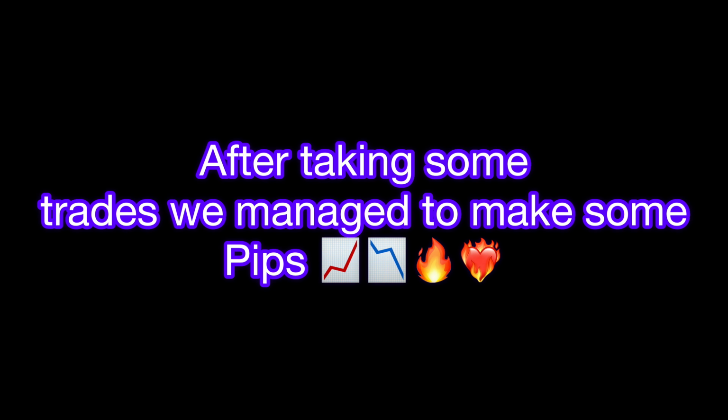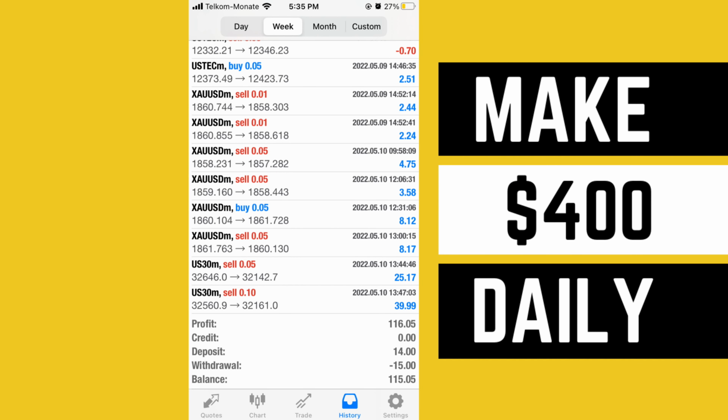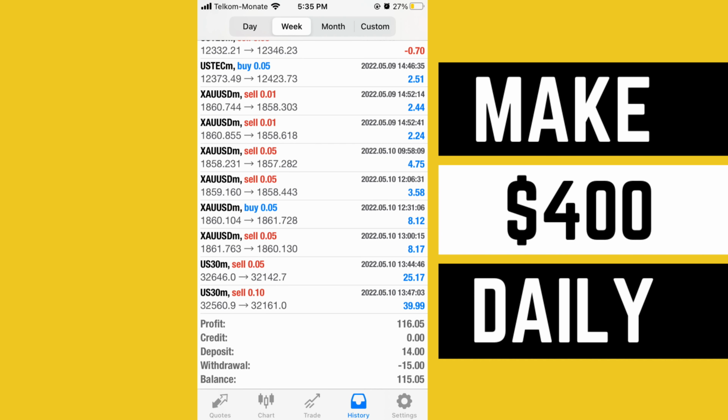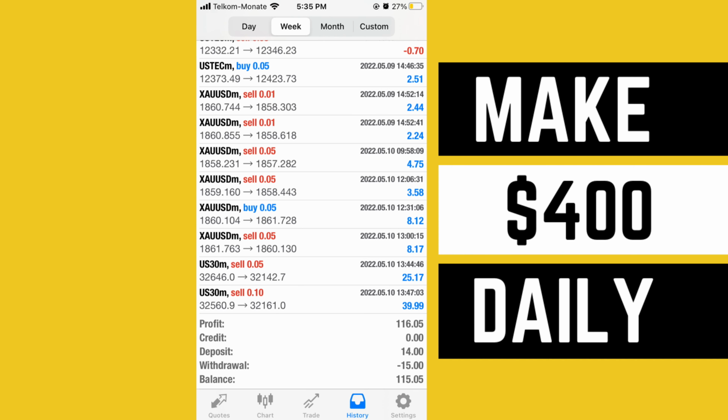And guys, we're back again, and as you can see there, we took some couple of trades. All right, after taking some couple of trades, we made a withdrawal of the amount that we deposited, and we're still in profit, as you can see right there. And as you can see, the balances and the profit we have made.